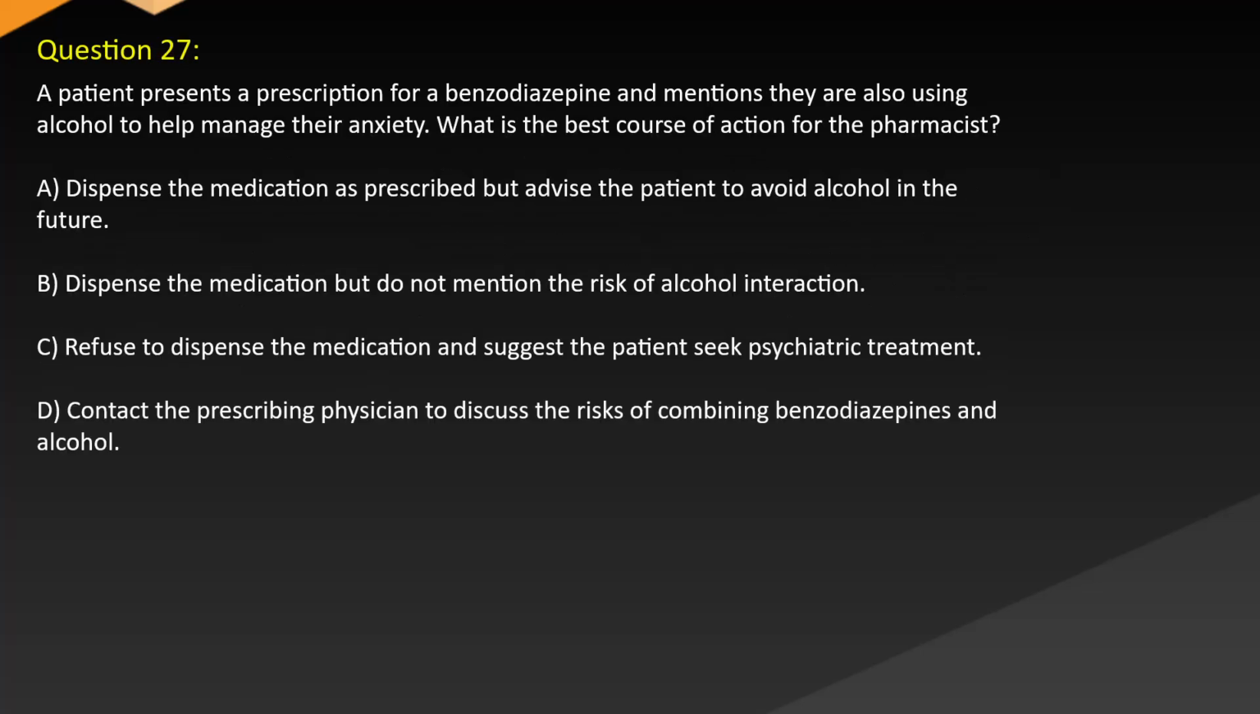Question 27. A patient presents a prescription for a benzodiazepine and mentions they are also using alcohol to help manage their anxiety. What is the best course of action for the pharmacist? A. Dispense the medication as prescribed but advise the patient to avoid alcohol in the future. B. Dispense the medication but do not mention the risk of alcohol interaction. C. Refuse to dispense the medication and suggest the patient seek psychiatric treatment. D. Contact the prescribing physician to discuss the risks of combining benzodiazepines and alcohol.